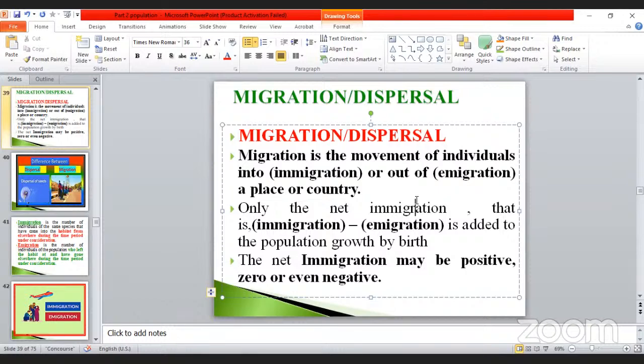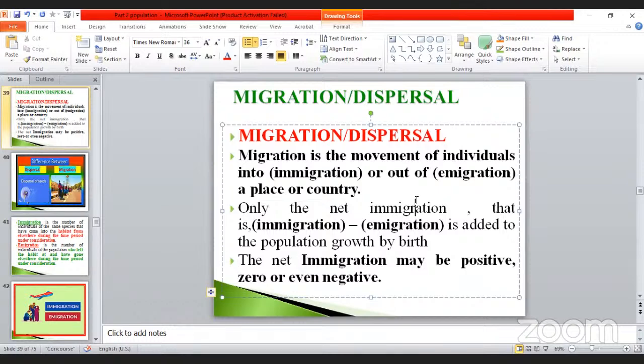Net immigration is immigration minus emigration. What is meant by that? Net means how many persons are coming inside, minus emigration, and this is added to the population growth by birth. So this is an important point. How will you calculate the population? Immigration, how much? Emigration, how much? How many deaths? How many births? So all are calculated.